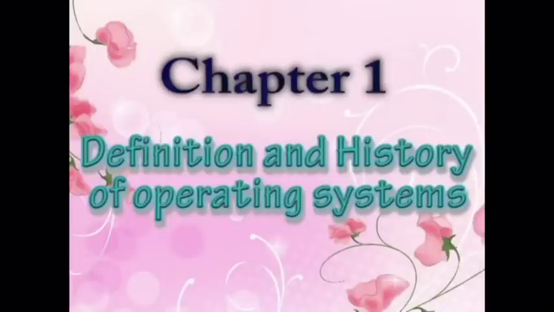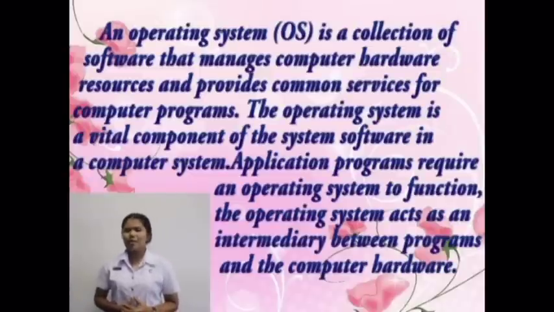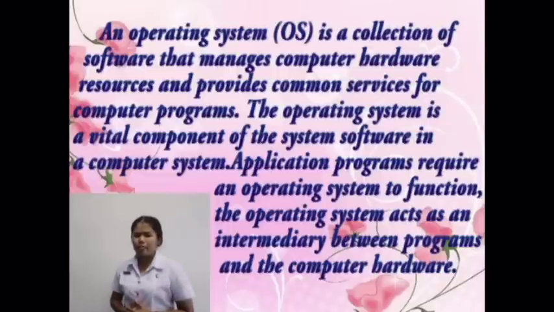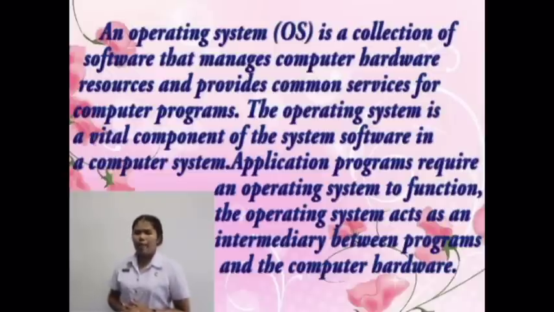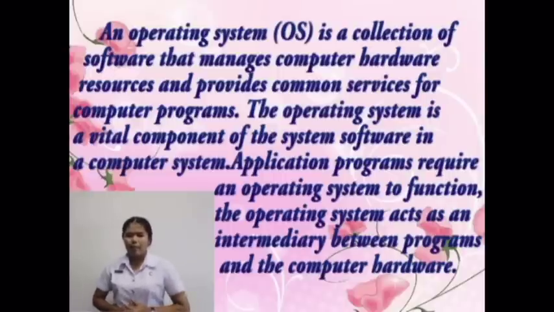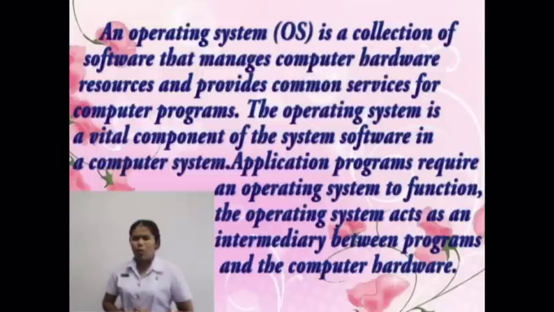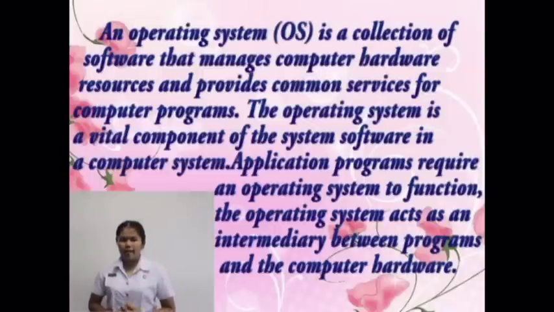About operating systems. Chapter 1: Definition and History of Operating Systems. An operating system (OS) is a collection of software that manages computer hardware resources and provides common services for computer programs. The operating system is a vital component of the system software. In a computer system, application programs require an operating system to function. The operating system acts as an intermediary between programs and the computer hardware.